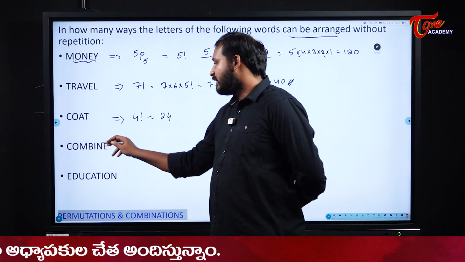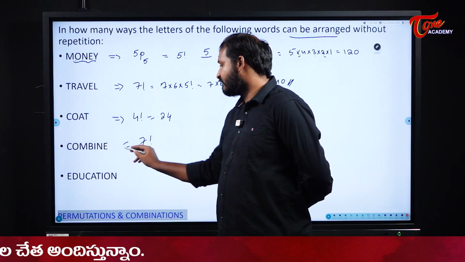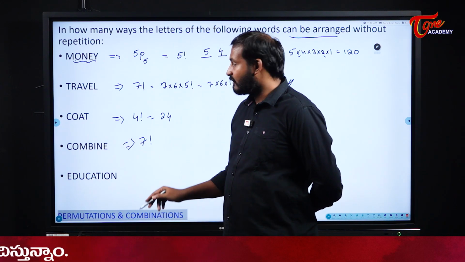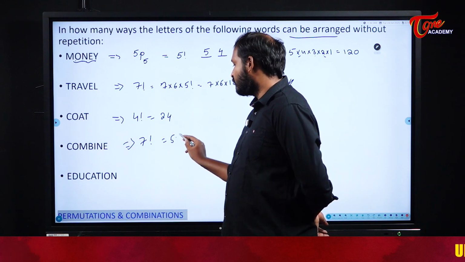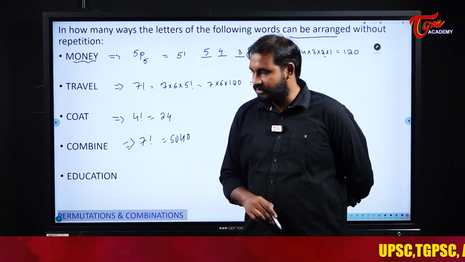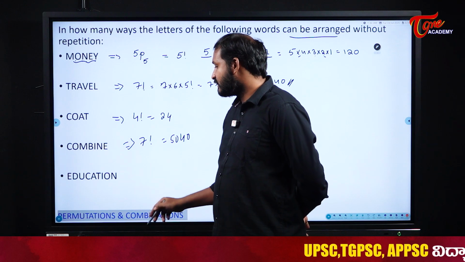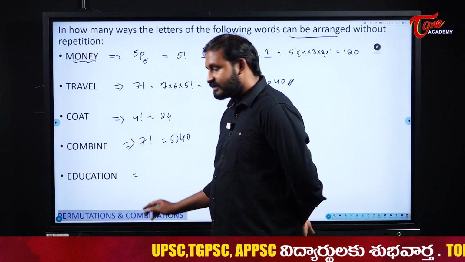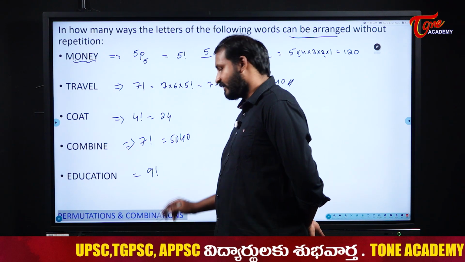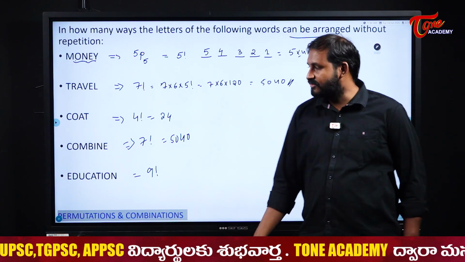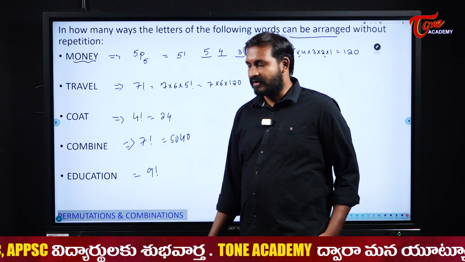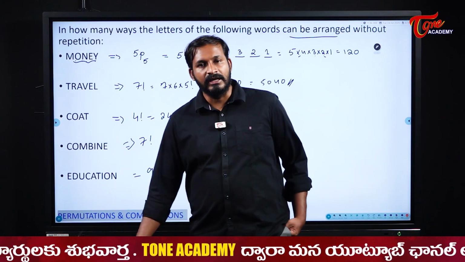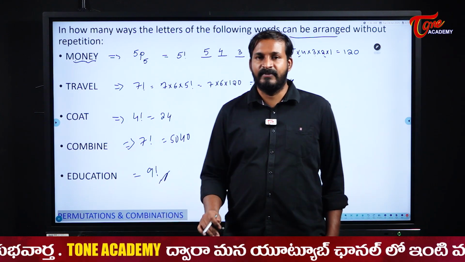Next, combine is 7 factorial. Why? Because I have 7 letters in the word combine. So 7 factorial is nothing but 5040. Next one, education. Education is of how many letters? Is of 9 letters. So I will get here 9 factorial. Simply solve it and you will get the value of 9 factorial and write it down here. Okay, this is how we are going to solve this type of basic questions.